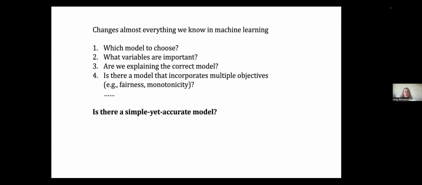What if one model has one property and another model has another property? Then if I do standard analysis, leaving one covariate out with respect to one model, will those covariates still be important for another model? Are we explaining the correct model in the Rashomon set? Maybe we are actually explaining some nearby model of it. Is there a model that incorporates multiple objectives, for example, fairness or monotonicity, or both of them?